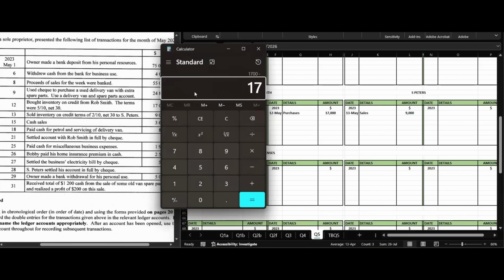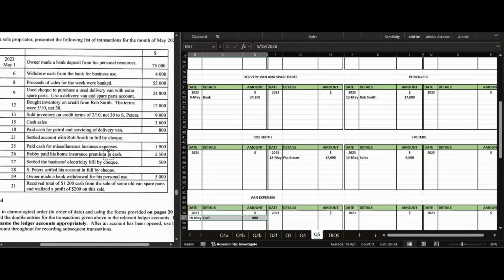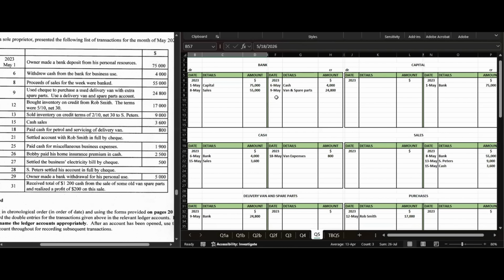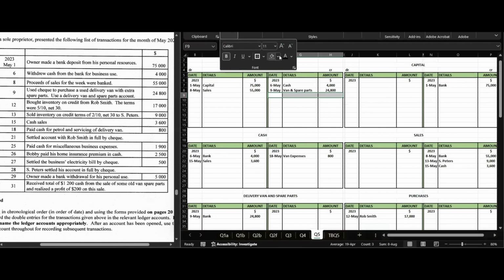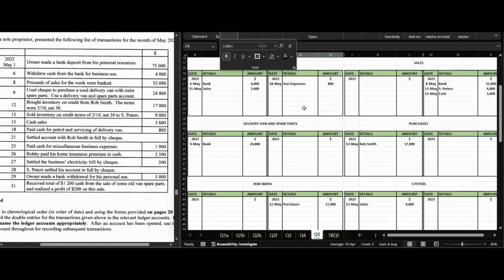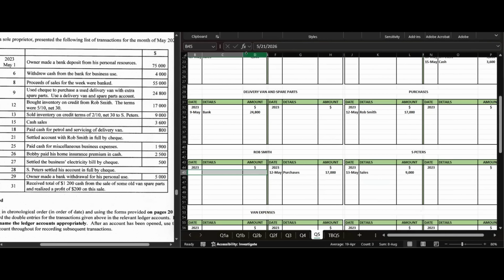So we are actually paying him, oh, sorry, this is 5%, right? Not 10%. We're getting $850 off from Rob Smith. So we're actually paying him $16,150. So let's record that. Paying Rob Smith $16,150 by check. Therefore, you credit your bank $16,150, and you debit Rob Smith $16,150.